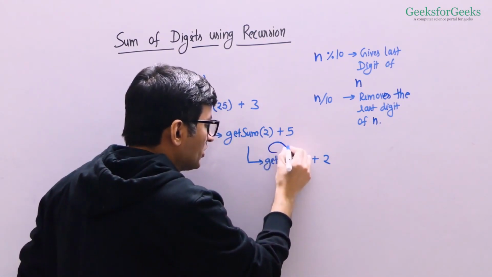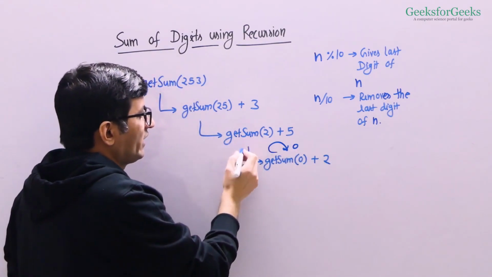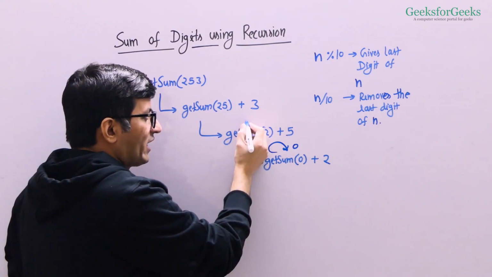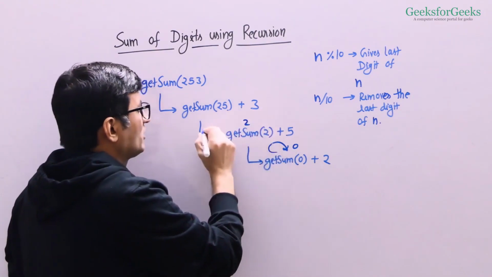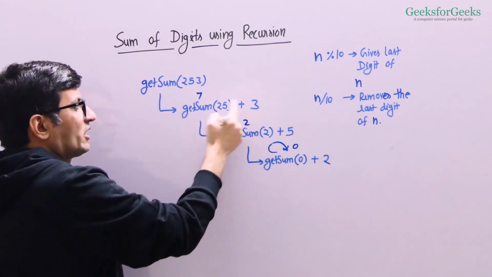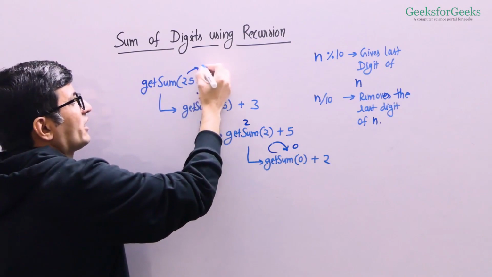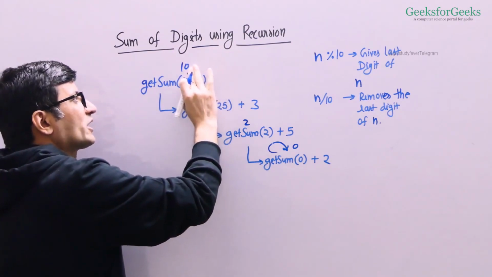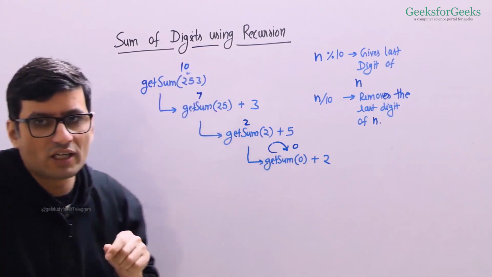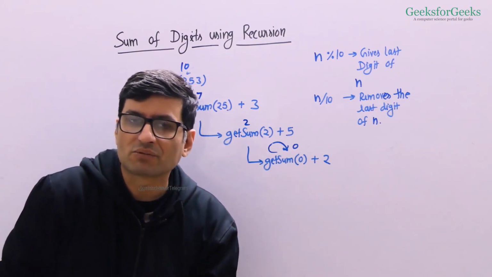And when it returns 0 here, it will return 0 plus 2 to the parent call, right? And so it will add 2 plus 5, it will return 7 here, and then this call will have 7 here and it will return 7 plus 3, 10 to the parent. So you get the result 10 here, right? That's how this recursion is going to work. Now please pause this video and try to write down the complete recursive code yourself.